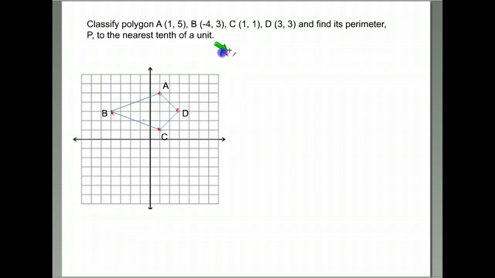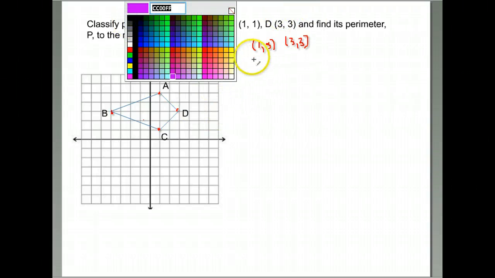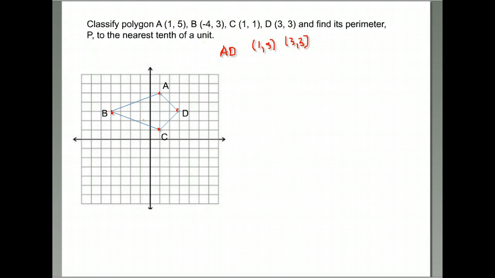So I'm finding the distance from A to D. I'm going to have to find for all three sides. So I write down A and D so I can plug them in the distance formula. If I use that distance formula, hopefully you have that written in your notes. Remember, the distance is the square root of x2, the x from my second point, minus x1, the x from my first point, squared, plus y2, the y from my second point, minus the y from my first point, squared. Then we start to simplify.